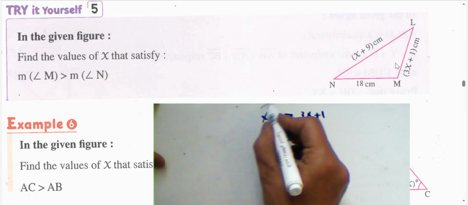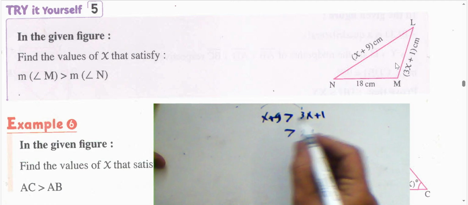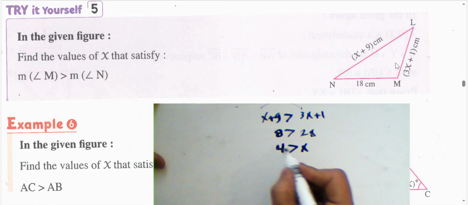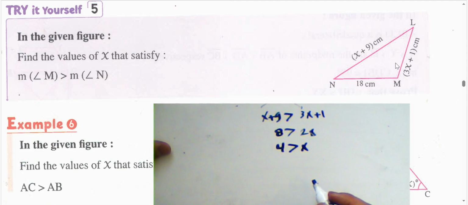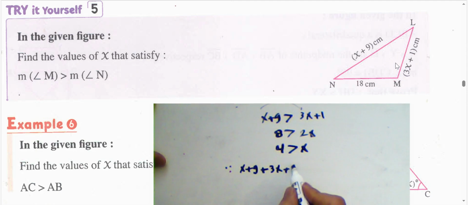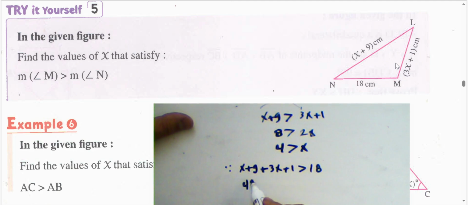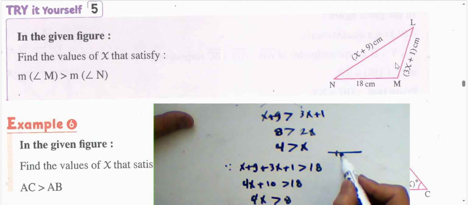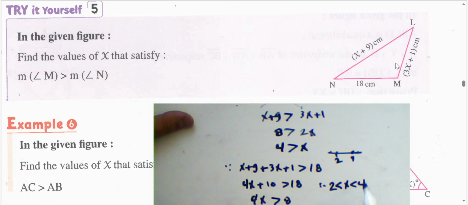We can solve this inequality. Move here: 3x minus x equals 2x, and 9 minus 1 equals 8. Then x less than 4. And also we know the sum of any two sides in a triangle is greater than the third, such that x plus 9 plus 3x plus 1 is greater than 18. We can solve: x plus 3x is 4x, 9 plus 1 equals 10, greater than 18, then 4x greater than 8, then the value of x is greater than 2. Then x lies between 2 and 4, so x is greater than 2 and less than 4.